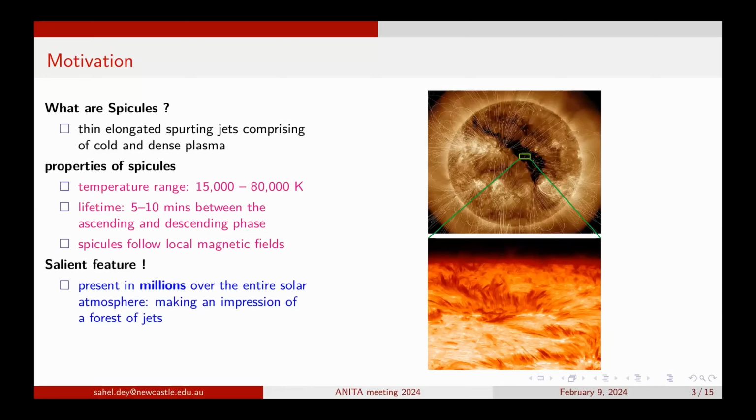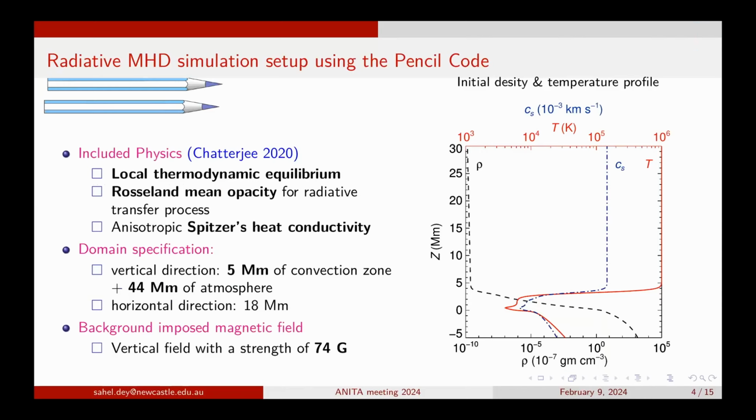So we are trying to build a model to understand these spicules to finally understand the solar wind. Here are some details of our radiative MHD simulation using the Pencil Code. We are doing these radiative MHD simulations under the LTE approximation, local thermodynamic equilibrium. We are also solving the radiative transfer equations using Rosseland mean opacities. And in the energy equation, we are including Spitzer heat conductivity and radiative losses.